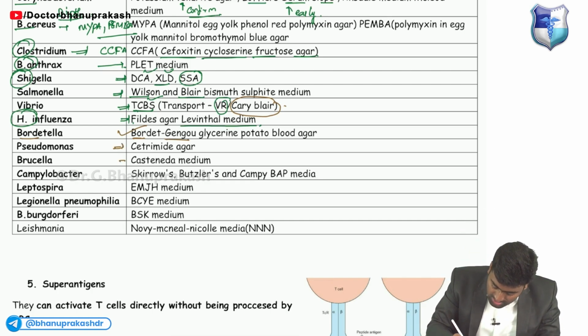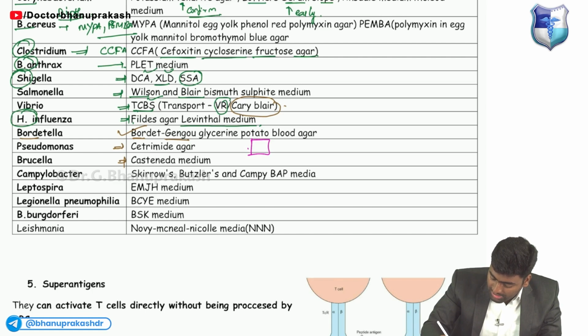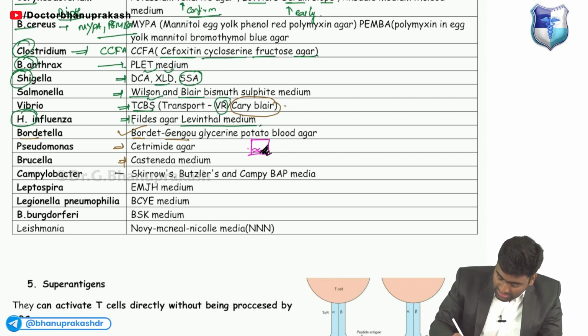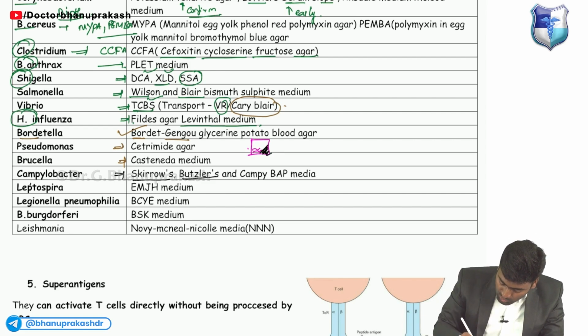Then for brucellosis, we'll use Castaneda medium. It will have both components: liquid and solid. So it is the Brucella medium, which is the Castaneda medium. Then for Campylobacter, we'll use the agar known as Skirrow agar. For Leptospira, it is EMJH medium.